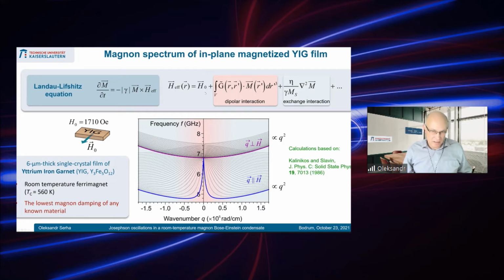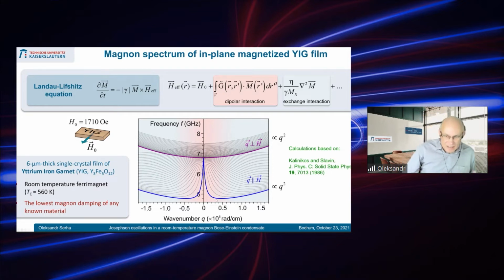And this effective field includes the external magnetic field, which we can apply with an electromagnet, for example, the field which depends on dipolar interaction between magnetic moments, and the field which describes exchange interaction with neighbor spins. And as exchange interaction is a short-distance interaction, its contribution increases with increase in wave number. Here in the center area, the most influence on the spectrum of magnons is due to the dipolar interaction between them.